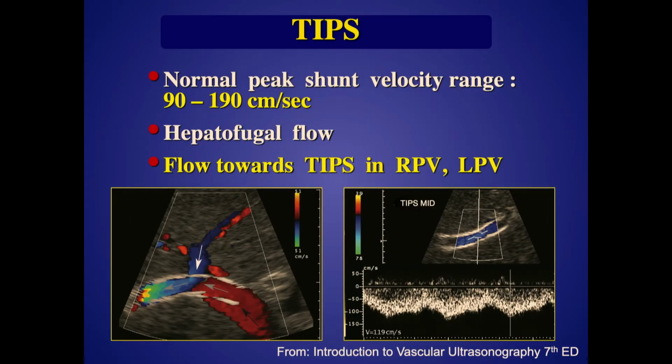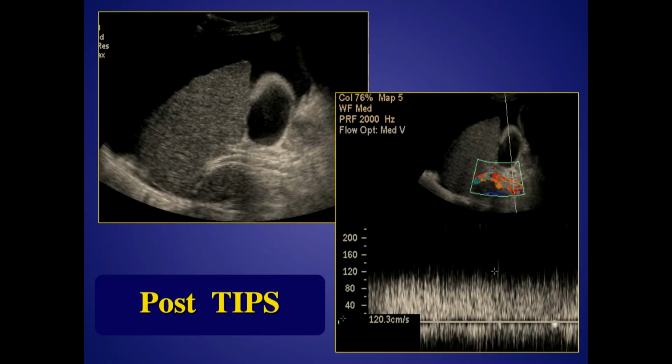Important to remember that the normal velocity range for TIPS is 90 to 190. Very high velocity flow, something not always recognized. We'd expect to see high velocity flow in the TIPS. And the other important thing to remember about TIPS is that when the TIPS is patent, blood flow in the right portal vein and left portal vein is reversed. Instead of going out toward the periphery of the liver, it's toward the TIPS. And an important sign of TIPS malfunction is to look for the reversal of flow.